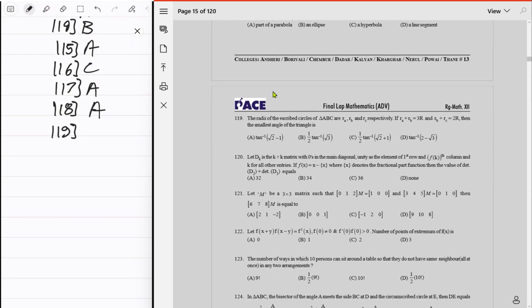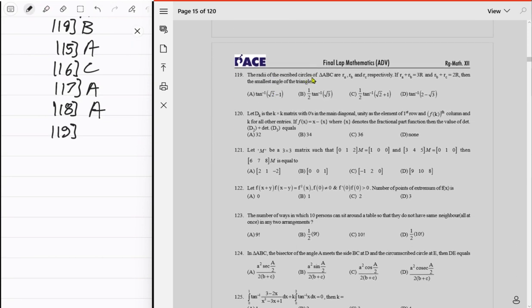Number 9. The radii of the described circles of triangle ABC are r_a, r_b, r_c. If r_a plus r_b equal to 3R and r_b plus r_c, okay, then the smallest angle of the triangle is. What do you mean by the described circles? I guess तुम external circles, excircles की बात कर रहे हो ना? ठीक है, understood. So कैसे थे वो, like वो radii का अपन क्या बोल रहे थे?